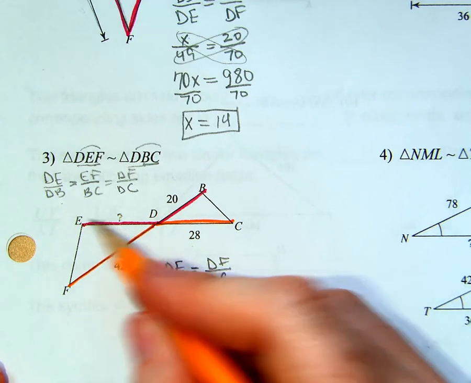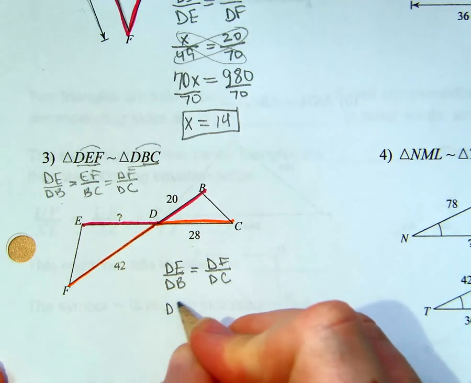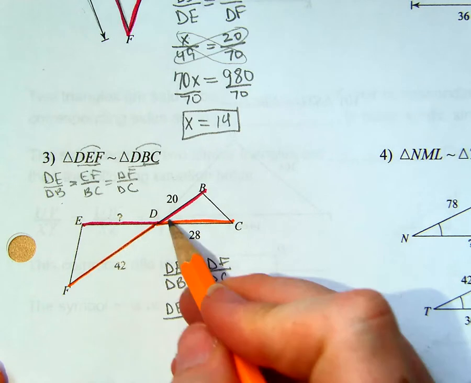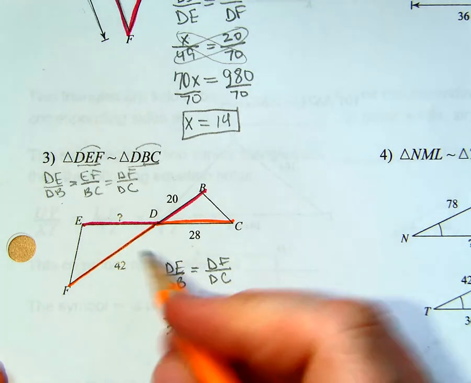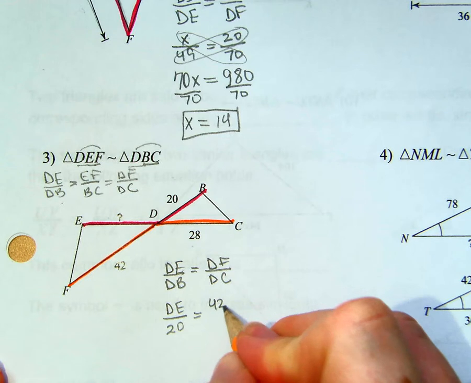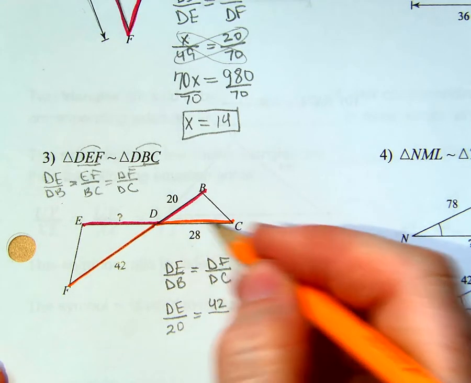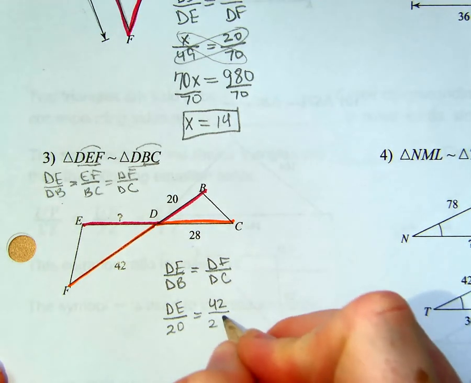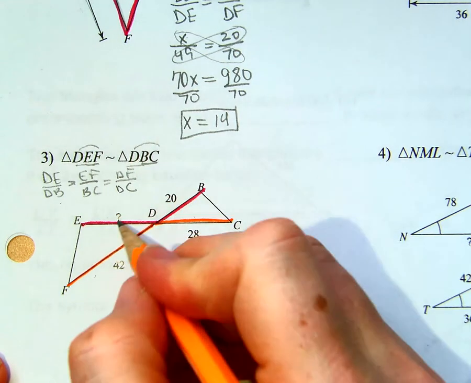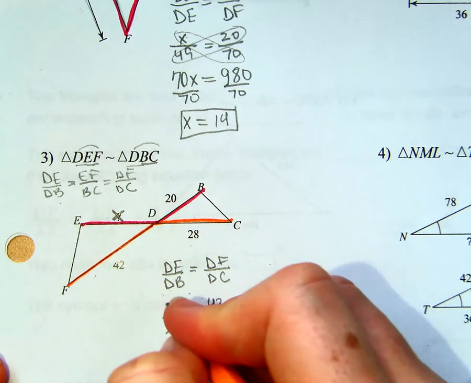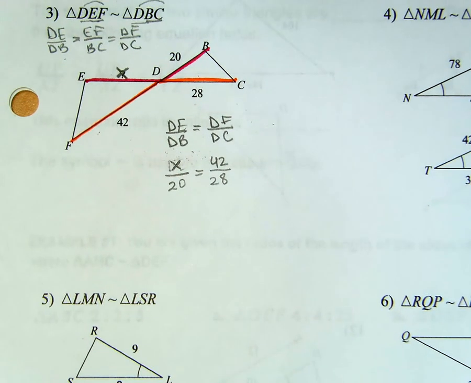And then DE, that's my unknown. DB is 20. DF is 42. And DC is 28. Okay? And if you don't like leaving this as DE, we could change this question mark to an X to make it a variable that we like.